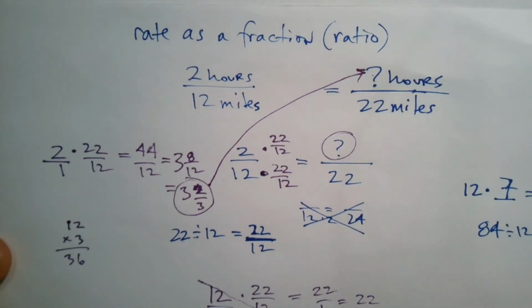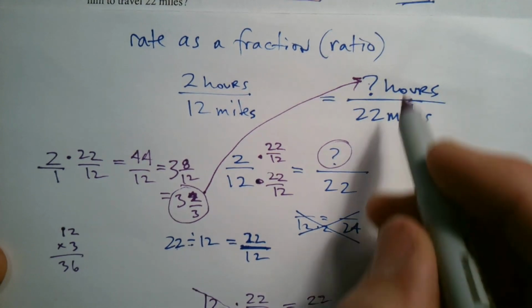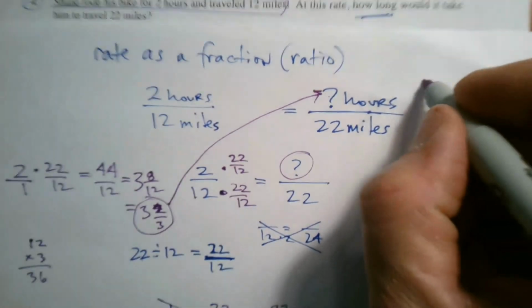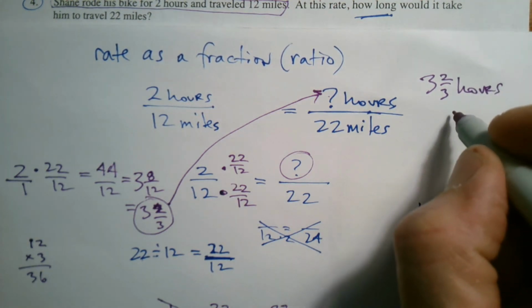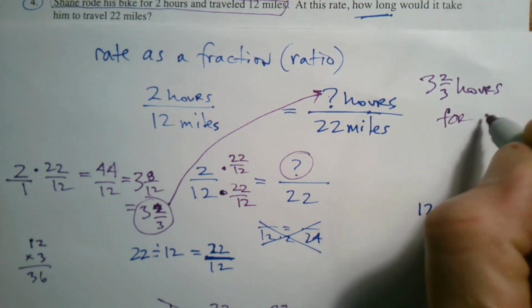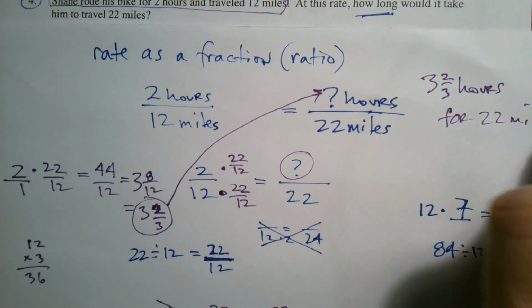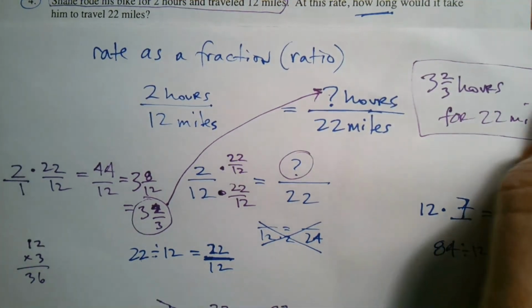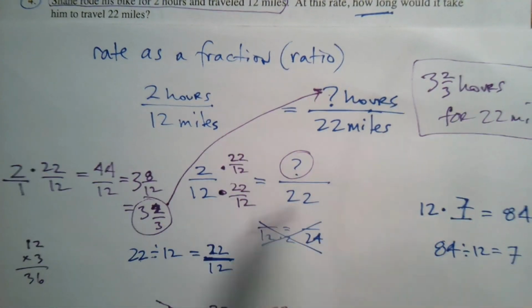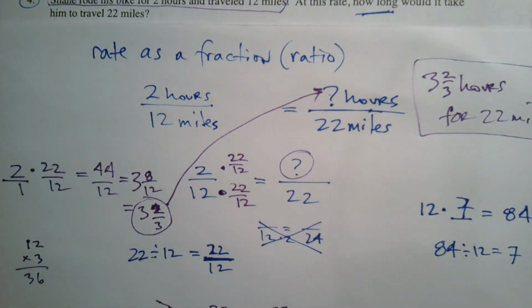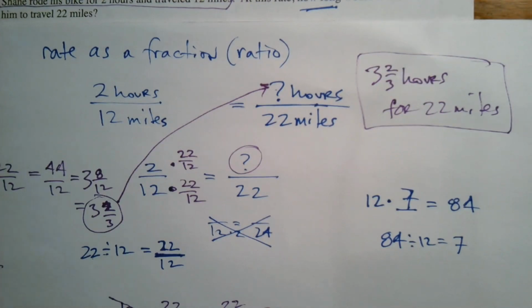So the answer to this problem is that it'll take 3 and 2/3 hours for 22 miles. Right? So that's what I was trying to figure out, how many hours it would take to travel 22 miles. And that's exactly the process of getting that answer. Okay? There you go.